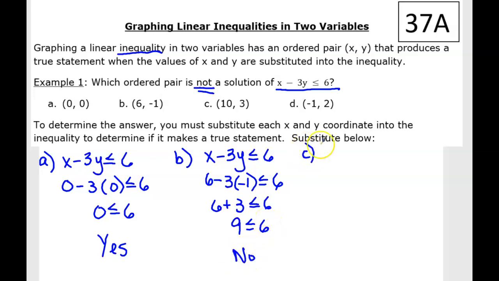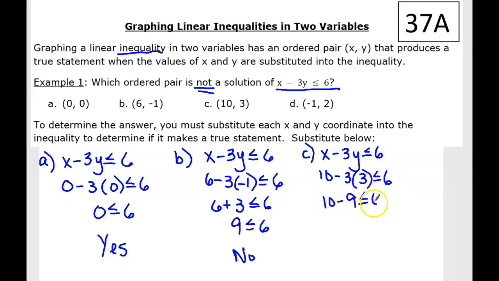All right, I'm going to do the same thing for C and D. So I'm going to take the ordered pair 10 and 3. And again, I've got my x minus 3y, only now I'm plugging in 10 for my x, minus 3 times 3, is that less than or equal to 6?